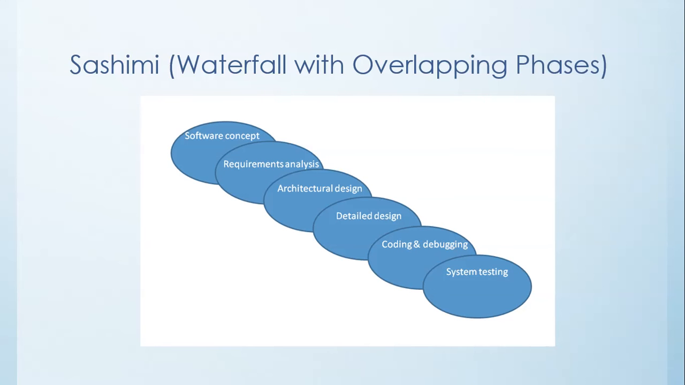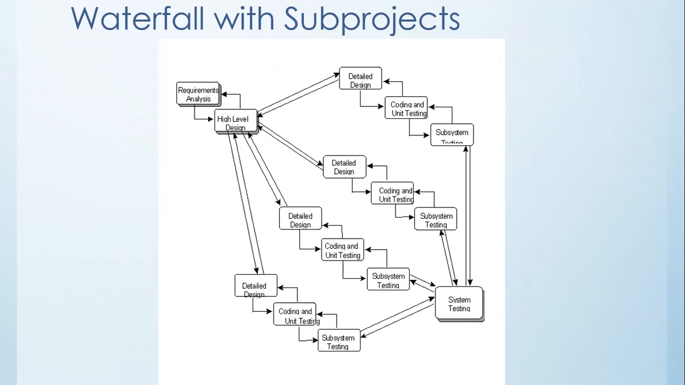The sashimi model is not without its own problems because there's overlap between phases. Milestones are more ambiguous and therefore it becomes harder to track progress accurately. Performing activities in parallel can also lead to miscommunications, mistaken assumptions, and also inefficiency. So, if you're working on a small, well-defined project, something close to a pure waterfall model can be the most efficient model available. Another modification in waterfall is the waterfall with subprojects.